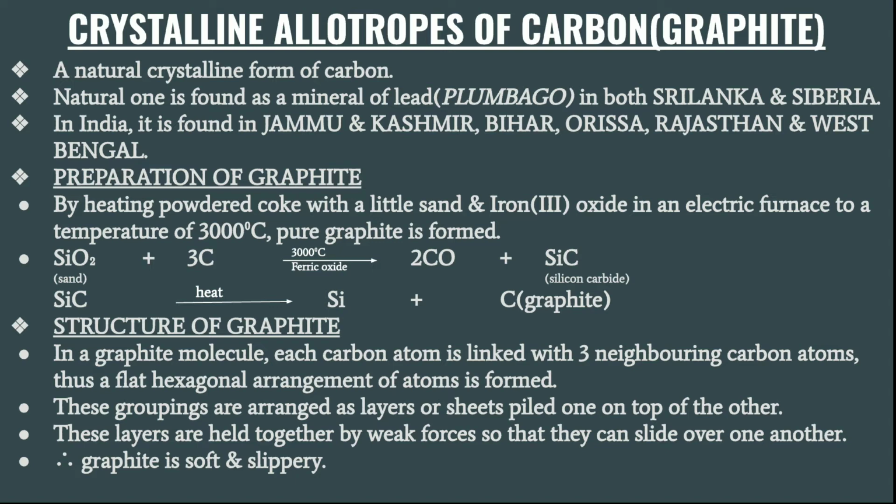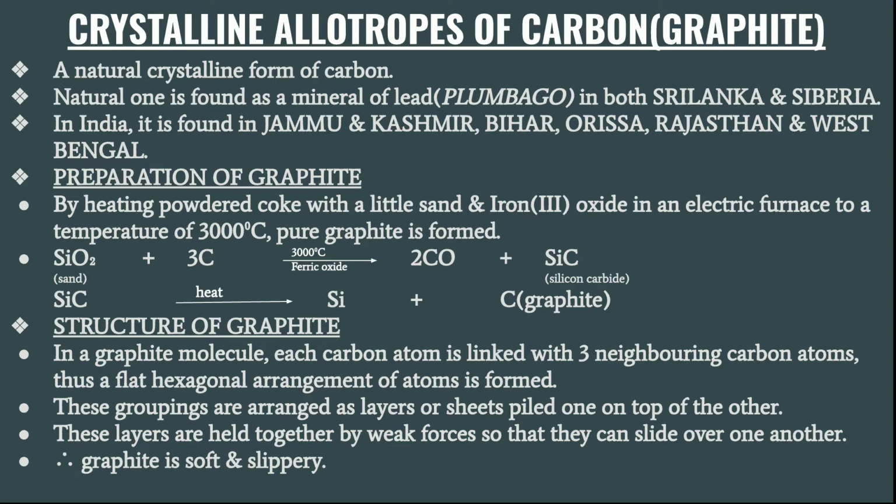This is the natural one which we find, but how can it be prepared artificially? It is prepared by heating powdered coke. When we heat powdered coke with a little sand and ferric oxide in an electric furnace to a very high temperature, that is 3000 degrees centigrade, then pure graphite is formed.